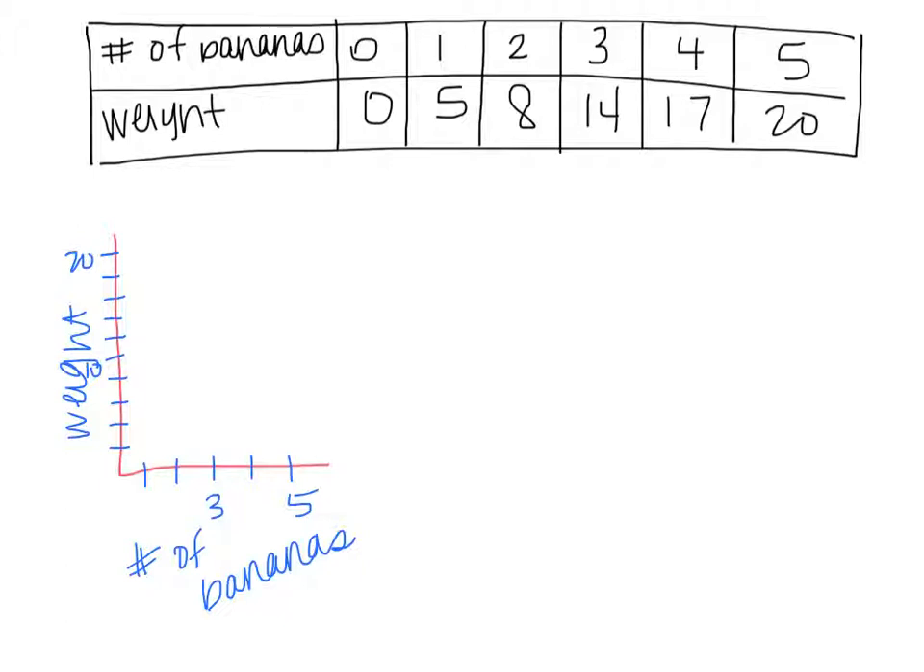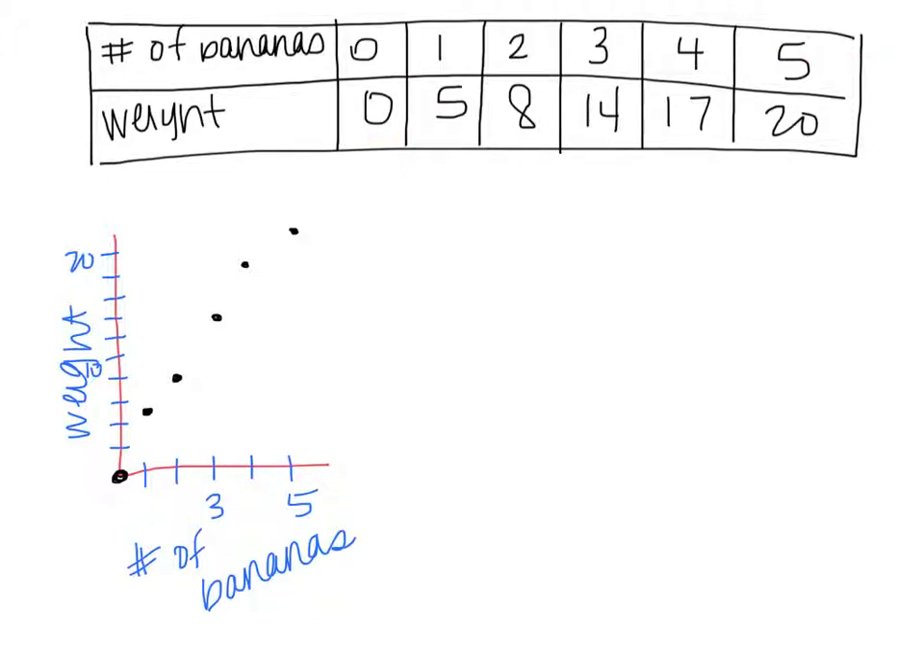So I'm going to go 0, 0; 1, 5; 2, 8; 3, 14; 4, 17; and 5, 20. So you're going to see that here, if we're looking at it, this would have a positive relationship because as x is getting bigger, y is also getting bigger.